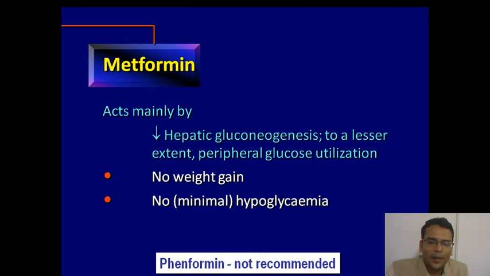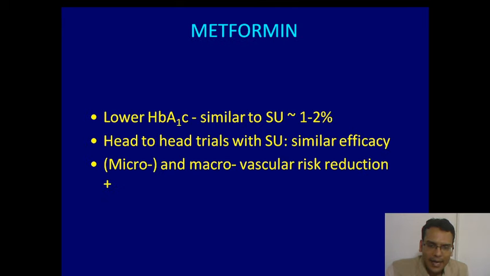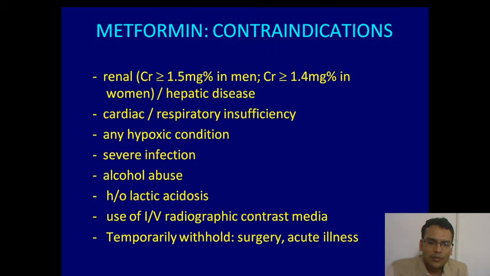Metformin's A1C lowering efficacy is similar to sulfonylureas, varying from about 1 to 2%, and it has been shown to reduce both microvascular and macrovascular complications. Coming on to contraindications for metformin, earlier contraindications used to be creatinine of more than or equal to 1.5 in men and more than or equal to 1.4 in women. However, these have now been replaced by GFR based contraindication, which we shall discuss.